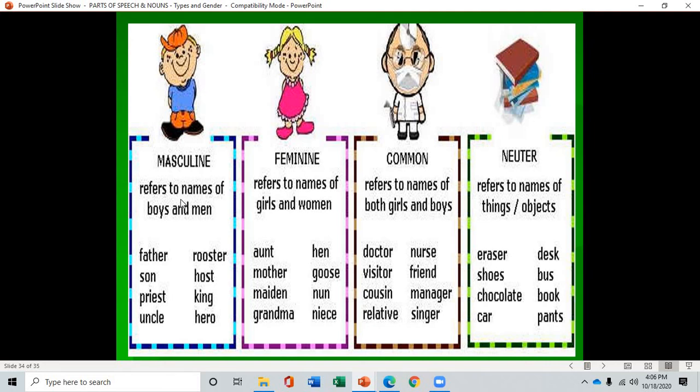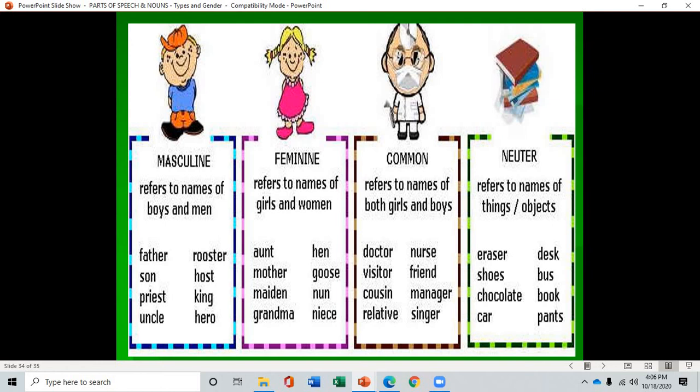Pag masculine, this refers to names of boys or men. So ito yung mga term, these are the nouns, okay, for boys only. Like father, paglalaki, okay? Paglalaking parent, we have father, okay? Paglalaking manok, we call that as rooster, okay? Son, host, priest, king, uncle, hero. Now, for the feminine, yes, this feminine noun refers to names of girls and women. Like for example, aunt, hen, mother, goose, maiden, nun, grandma, niece.